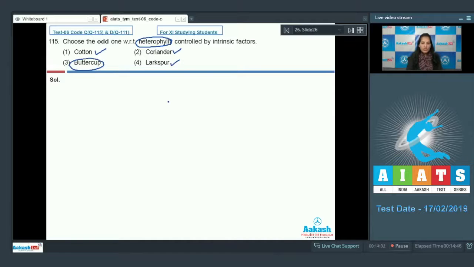But buttercup also shows heterophily, not due to intrinsic factors. It is due to environmental factor. In different environmental conditions, buttercup shows two different types of leaves. In terrestrial conditions, it shows one type of leaves, and in aquatic conditions, it shows another type. So the odd one with respect to the heterophily controlled by intrinsic factors is buttercup. So the correct option for the given question is option number 3. Let's move on to the next question.